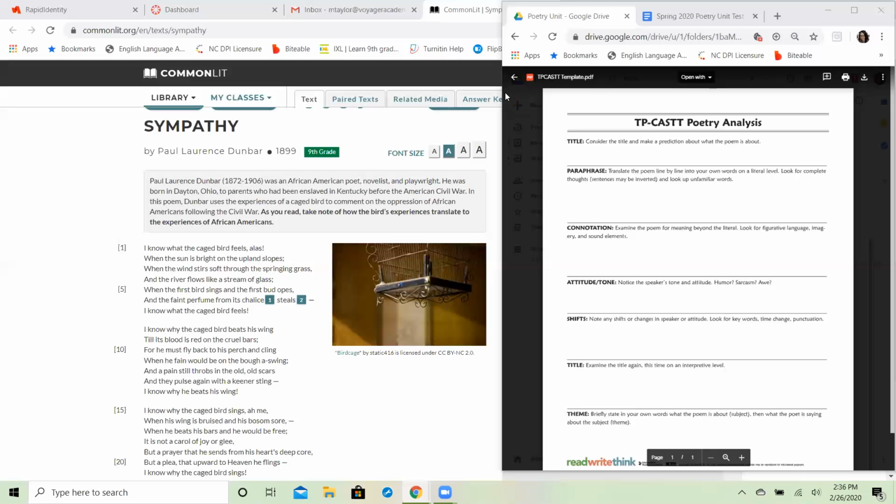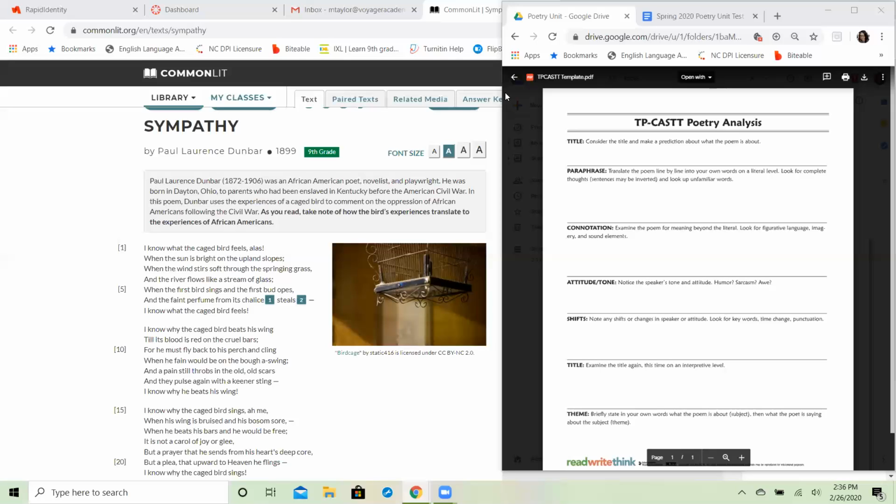The next step is the attitude of the poem. After reading Paul Laurence Dunbar's poem Sympathy, the reader should be able to match an attitude of hope and longing that is being expressed here. Dunbar expresses many vivid experiences of this caged bird to help readers understand what was occurring at the time.